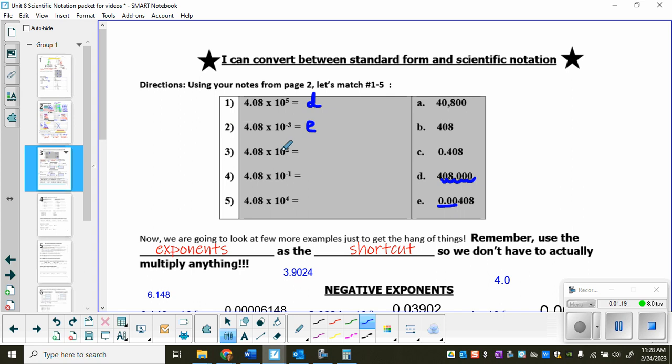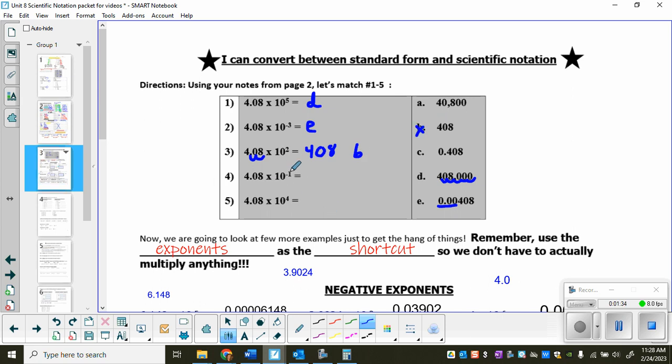4.08 times 10 squared is the same as 4.08 times 100. So we're going to move this over twice, and that's going to be 408, which matches up with B. We got that one taken care of.